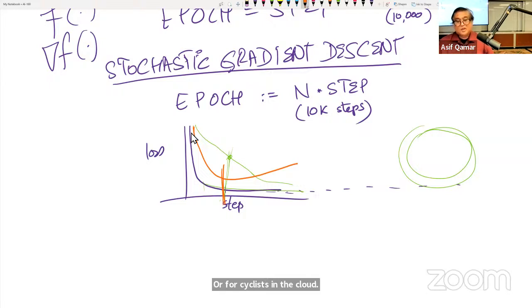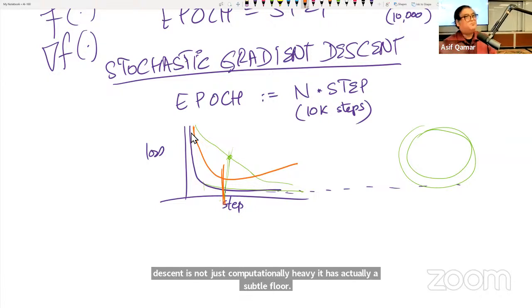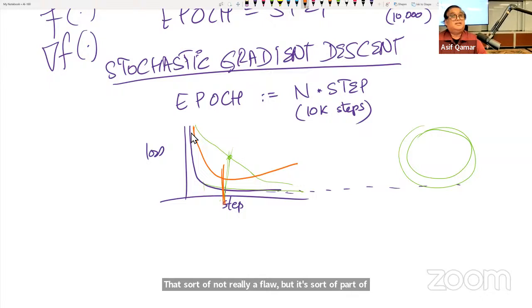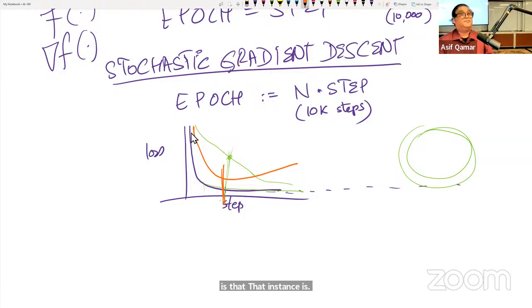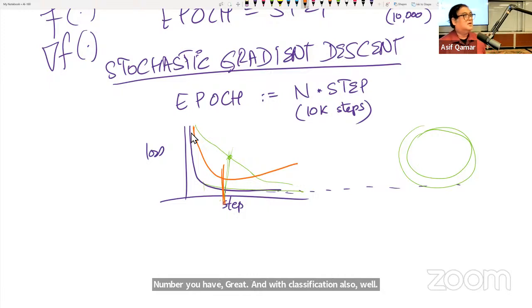Now it turns out stochastic gradient descent is not just computationally heavy, it has a subtle flaw, not really a flaw, but it's part of the baggage that comes with it. When you learn from a data instance, the presumption is that that instance is completely correct. But what if that is not true? For example, if it is not classification but predicting a number, let's say the temperature tomorrow, or something like that. It's a number, and you have measurement errors. And with classification also, between horses and cows, there may be uncertainty in the picture, and so on and so forth.